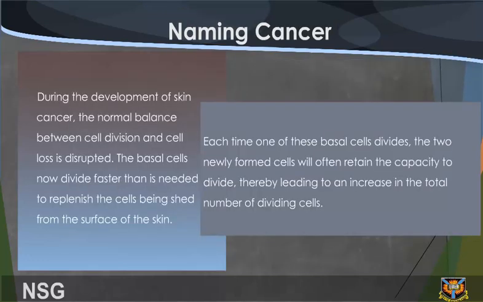During the development of skin cancer, the normal balance between cell division and cell loss is disrupted. The basal cells now divide faster than is needed to replenish the cells being shed from the surface of the skin. Each time one of these basal cells divides, the two newly formed cells will often retain the capacity to divide, thereby leading to an increase in the total number of dividing cells.